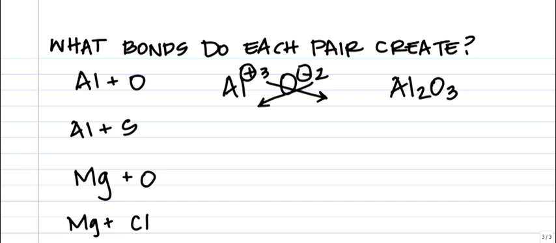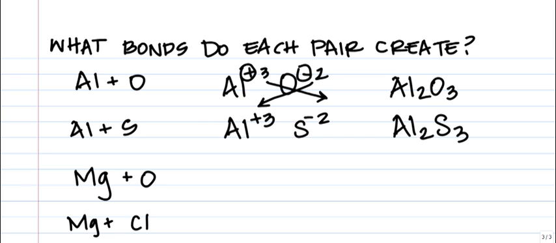How about aluminum and sulfur? Well, make sure you go into your periodic table, look up what are my charges on aluminum. Aluminum's a +3. What is sulfur? Sulfur is a -2, just like oxygen. So that's nice. It's a very similar looking equation, aluminum sulfide.